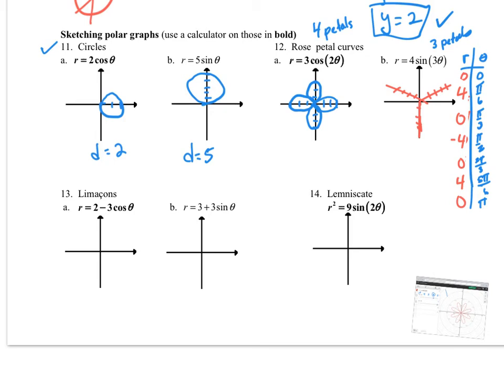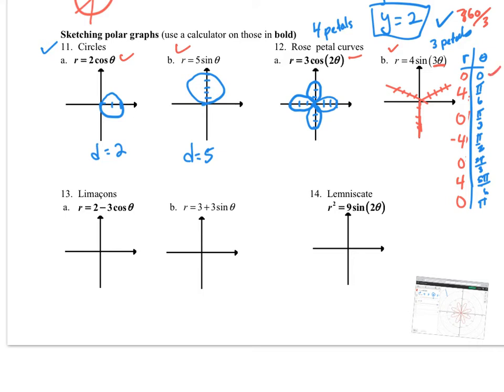So you can check these out. A and B, I think, for number 11 should be pretty straightforward. For 12A, we get 4 petals. And then for B, we're going to get 3 petals because it's an odd number here. And with 3 petals, we have to figure out what angles they're going to be at. We know that these are going to be spread out by 360 degrees divided by 3, so they're going to be 120 degrees away from each other. You can do that in radians too. So then it's just a matter of where does it go?